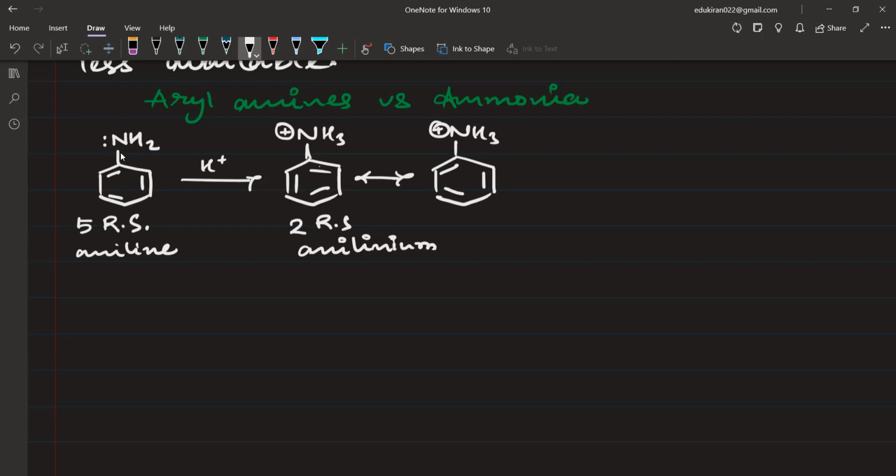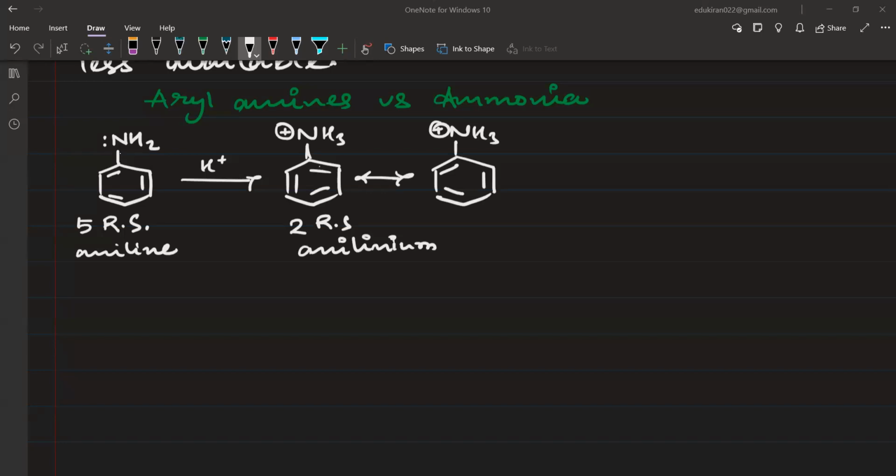It has only what? Two resonating structures. So first of all, tell me, more resonating structures means more stable, right? More resonating structures means more stable. And here, see, the initial structures are the same only. Okay, the initial structure is the same, but here you have 3 extra resonating structures. Okay, it is having 3 extra resonating structures.